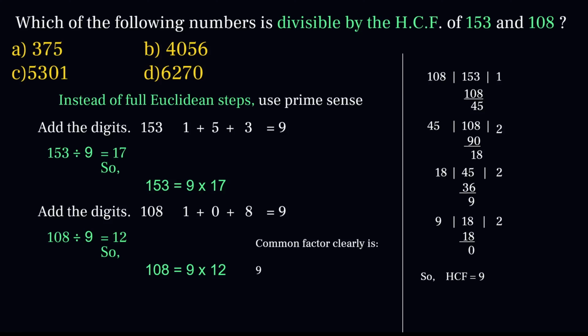So the common factor clearly is 9. As you can see, 153 equals 9 times 17 and 108 equals 9 times 12. So we don't even need to use the full factorization method. We just need to spot that 9 is the HCF of 153 and 108.